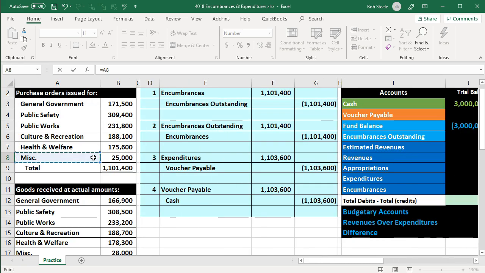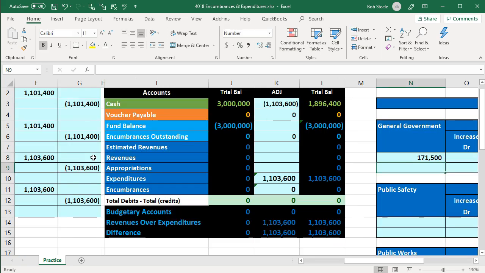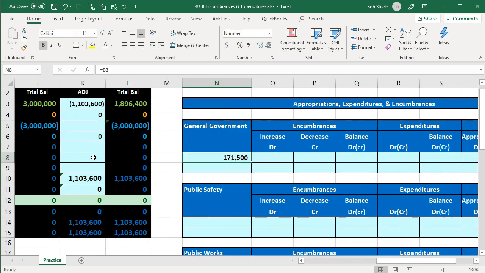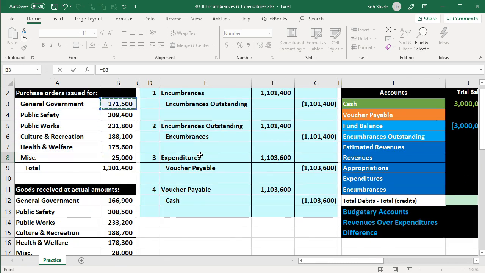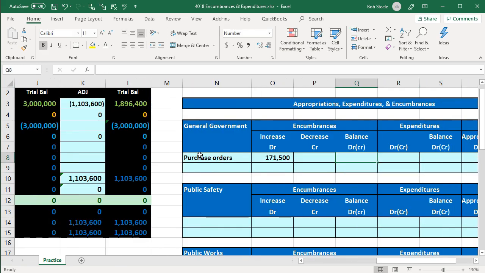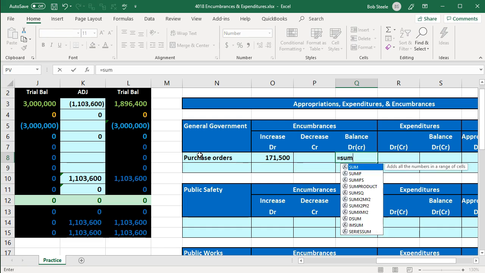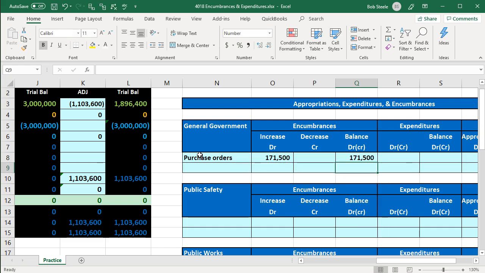So we're going to go back over and say that we have the purchase order for the 171.5. Actually, let's call it a purchase order, and then put in the increase in the encumbrance, 171.5. The balance then is simply going to be the sum of these items.